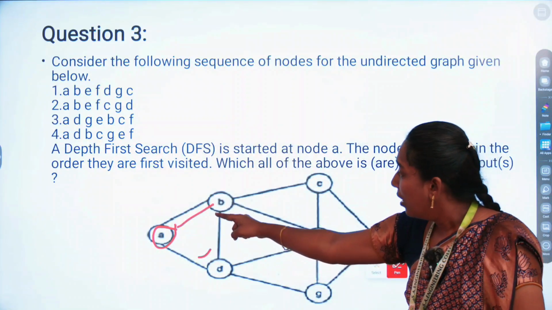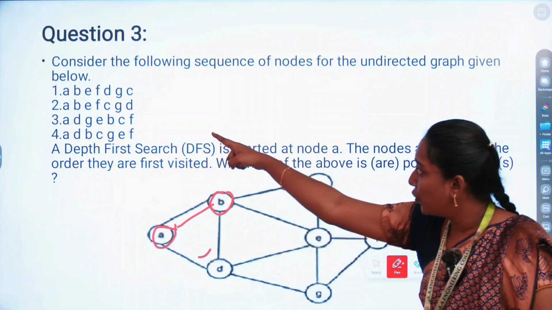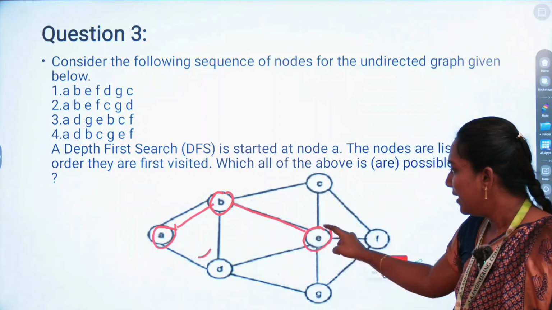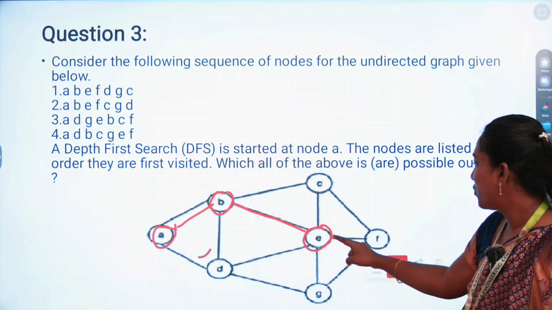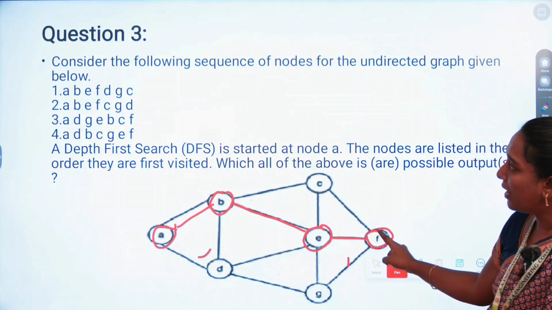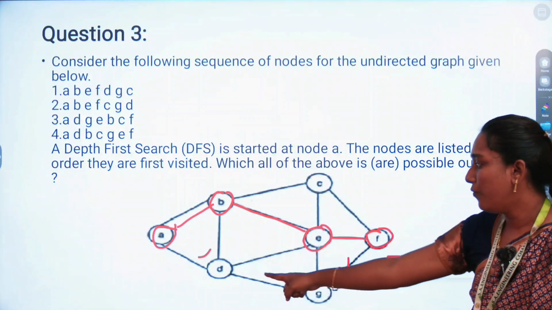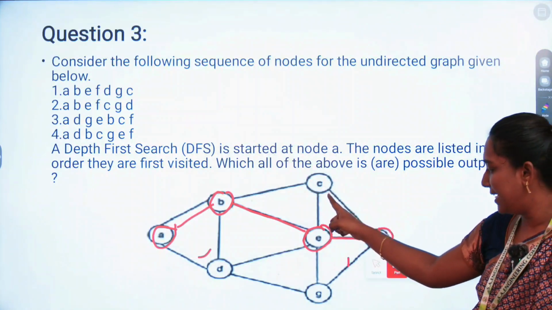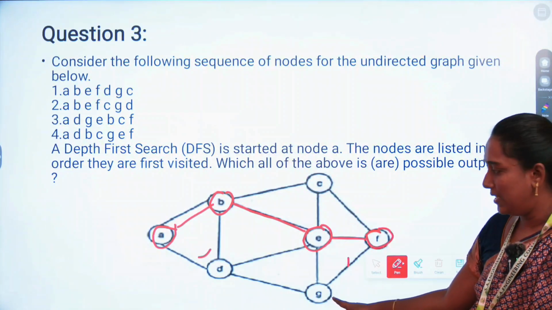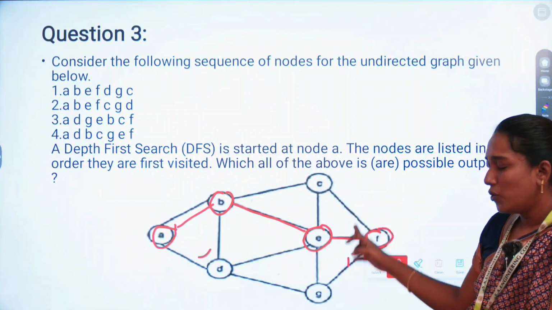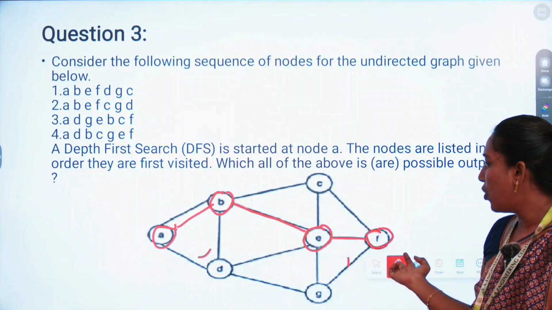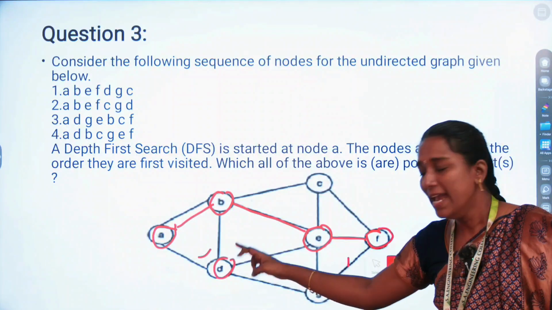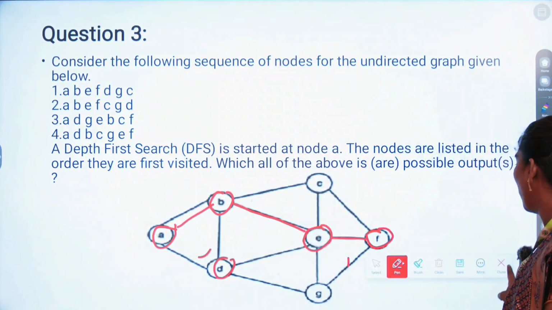Then from B, it reaches the node E, okay. From E, it reaches the node F, this is also okay. From F, it reaches the node D. Not exactly, because it should reach either the adjacent node C or the adjacent node G. The adjacent nodes have not yet been reached, so it should not come back by backtracking and reach the node D. Hence, the first option is wrong.